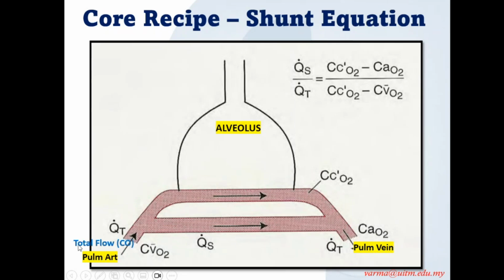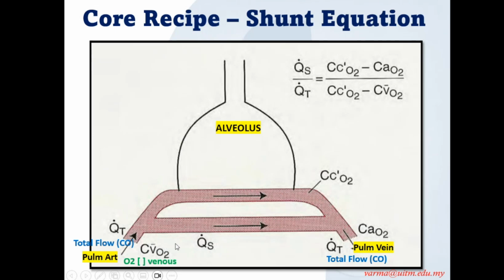Okay, this is the total flow of cardiac output, both sides. So if, don't look at this part here, if there is no shunt, the pulmonary artery will receive the full cardiac output from the right side of the heart, goes through the pulmonary circulation, and without any abnormalities, this whole cardiac output should return back to the left side of the heart via the pulmonary vein. Okay.